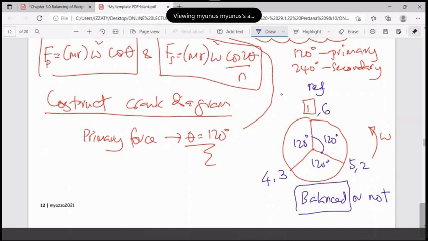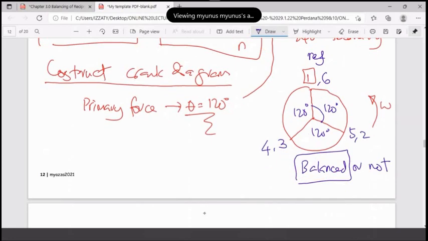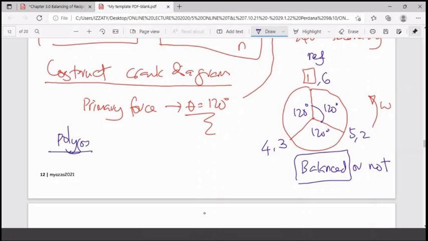So if you happen to construct the polygon, for example, the polygon will be a very nice triangle, isn't it? Two triangles superimposed on each other. For example, construct the polygon. You will have the starting point here. So this one is 1 and 6. Then you move here. This one will be 4 and 3.